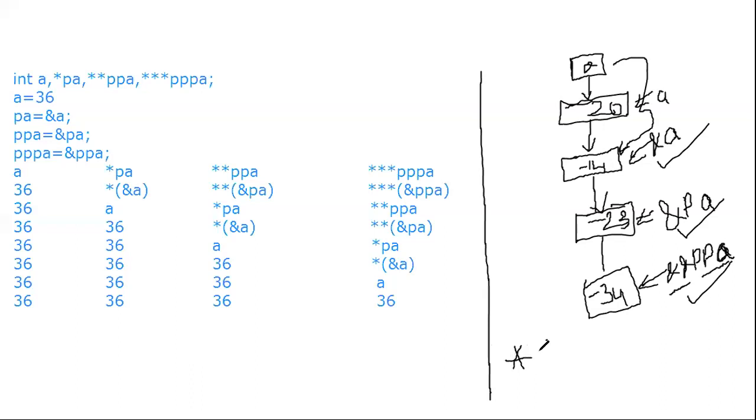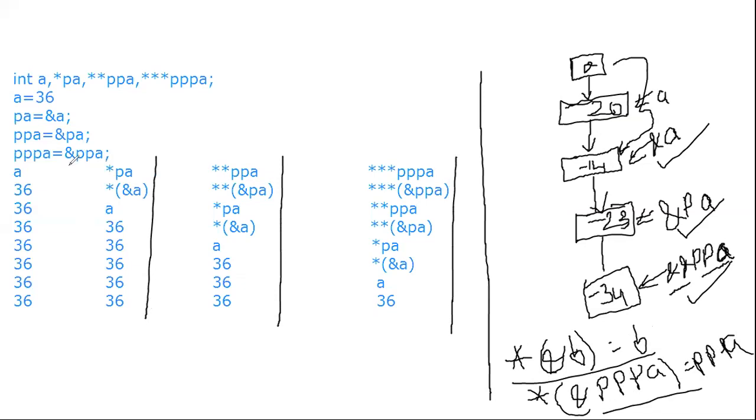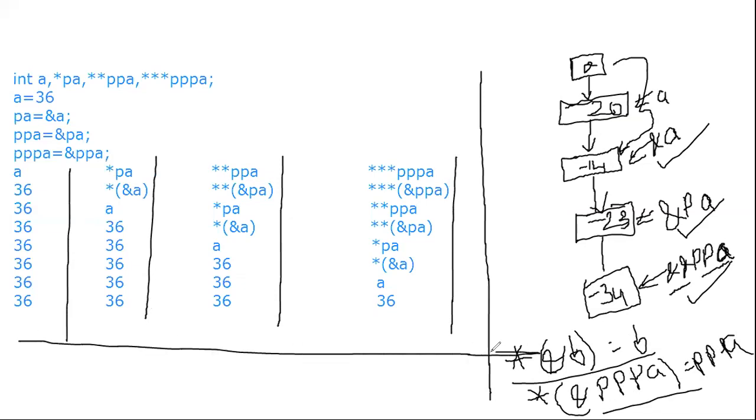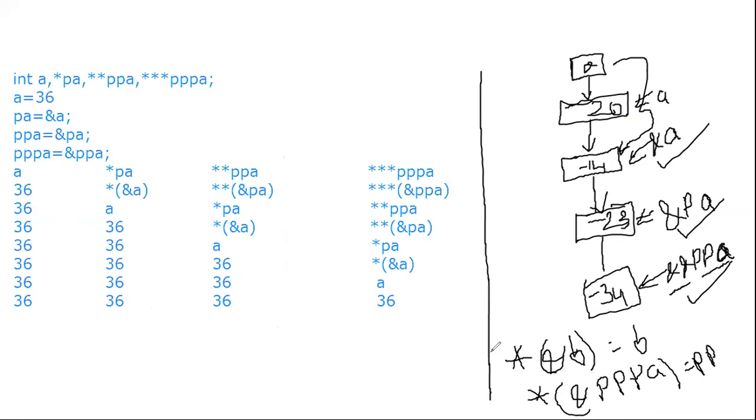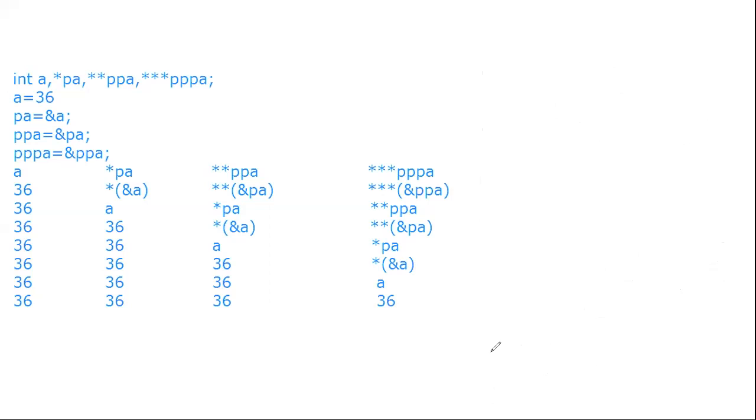Just remember this equation: star of ampersand B is equal to B. Star of ampersand triple PA is equal to triple PA. If you remember these equations, how we are solving these equations, you can get it very easily. That is about pointers, pointers to pointers.